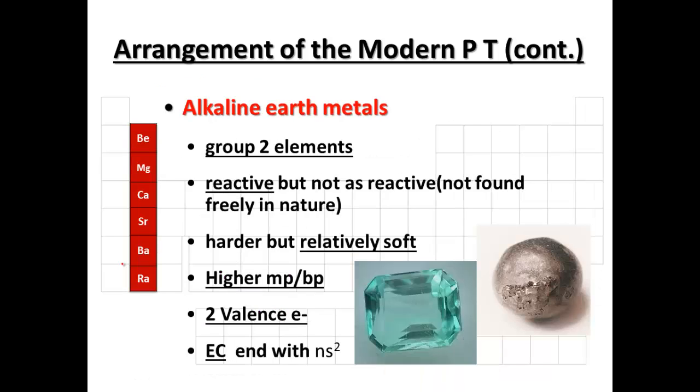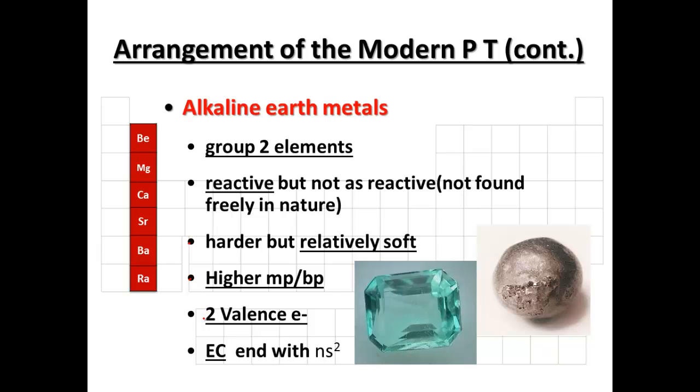The alkaline earth metals are going to be group 2 on the periodic table, the second column. Beryllium, magnesium, calcium, strontium, barium, and radium. The group 2 elements are reactive, not as reactive as group 1 elements, so they're not found freely in nature either. They're harder than the group 1 elements, but still relatively soft for most of them. There are a few that make precious gemstones. They have higher melting and boiling points.